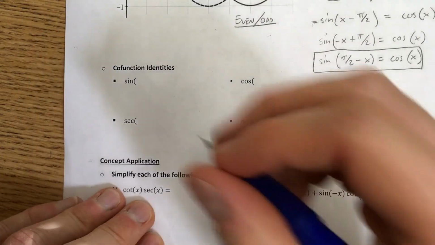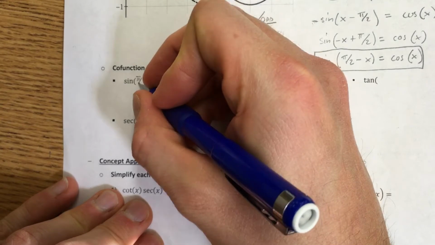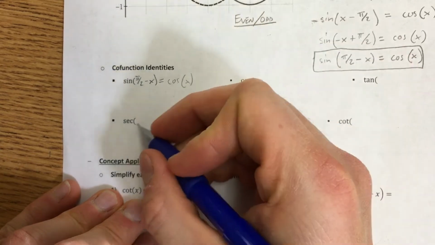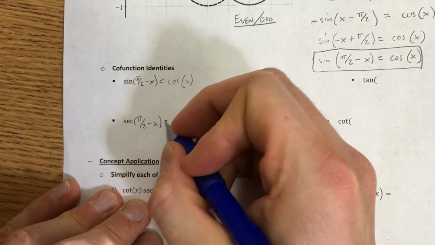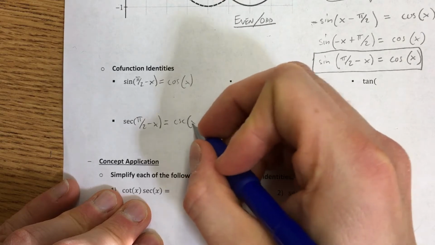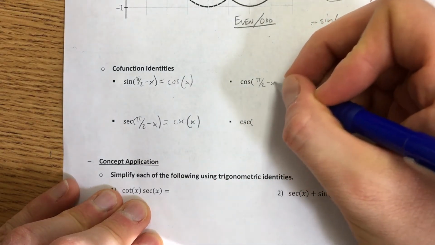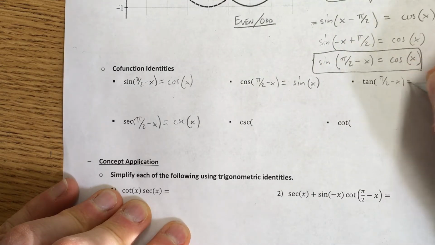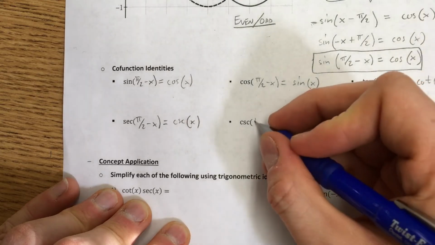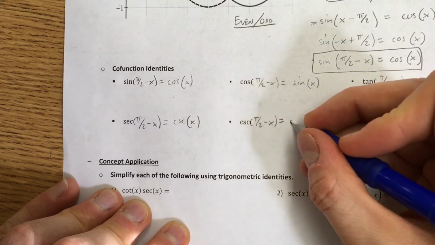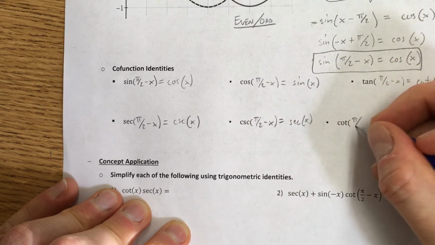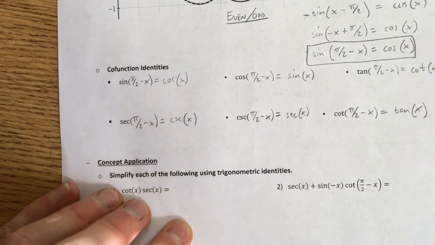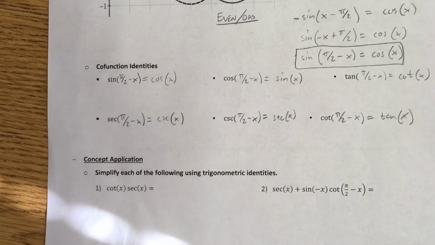And so what that means is, another tool that we can use to simplify, if I see sine of pi over 2 minus x, I can replace that with cosine x. If I see secant of pi over 2 minus x, I can replace that with cosecant x. If I see cosine of pi over 2 minus x, I can replace that with sine x. And hopefully you get the picture here. And these are what we call the cofunction identities. We might not use these too much, but they are more tools in our tool belt to help us simplify different expressions.